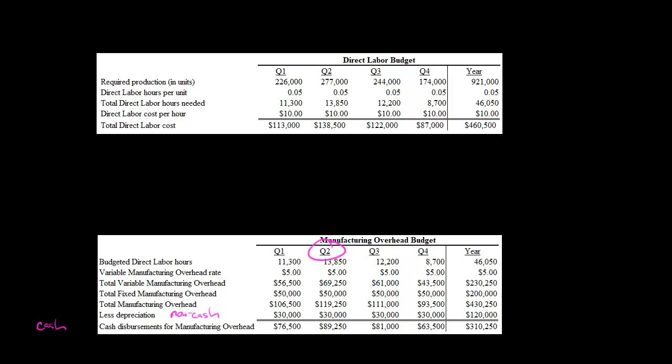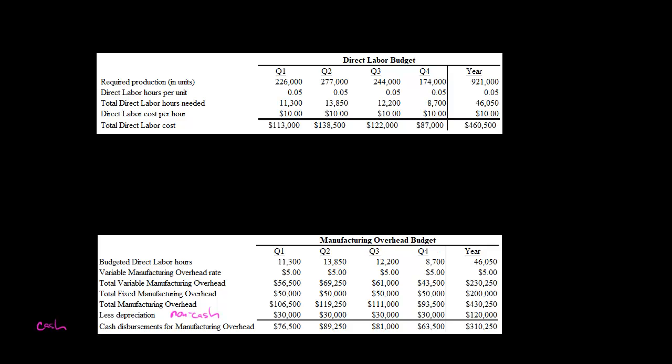Okay, and then quarter two, we repeat the process. We take the direct labor hours from our direct labor budget, and we use that. Then we multiply it by the $5 of variable manufacturing overhead rate, which gives us $69,250. We add that to the fixed manufacturing overhead. We get $119,250, and if we subtract out $30,000 of depreciation, we get $89,250. Now we do the same thing for quarter three and quarter four.